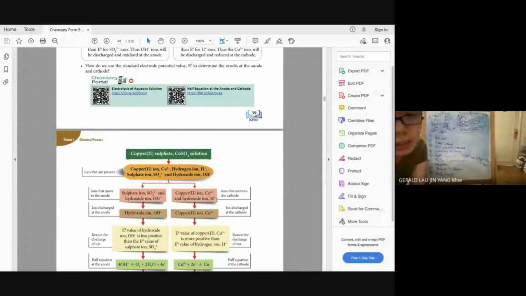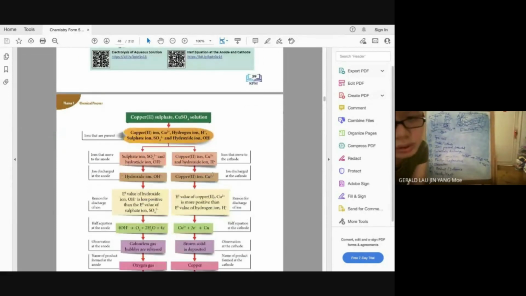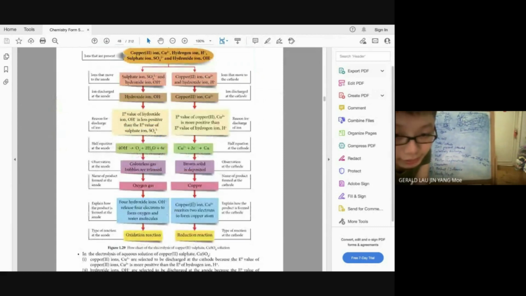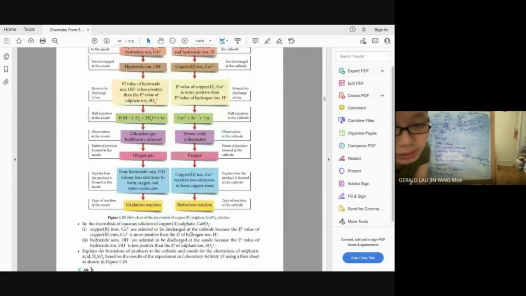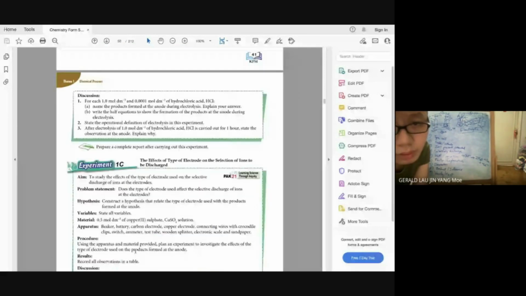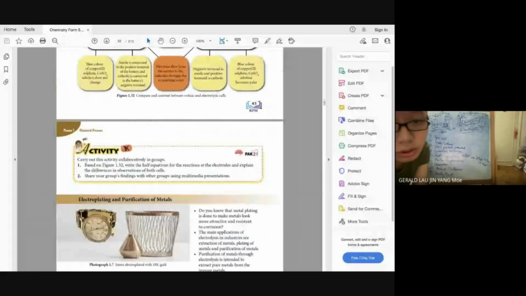Now you look at the cathode, also the same thing. Copper 2 and hydrogen ion are present at the cathode. Discharge is copper 2. Explain why. Inert value, copper 2 is more positive. Half equation, observation, product, explain, what reaction. Can you understand? So you see, it's the same thing only. Okay, and that's all.